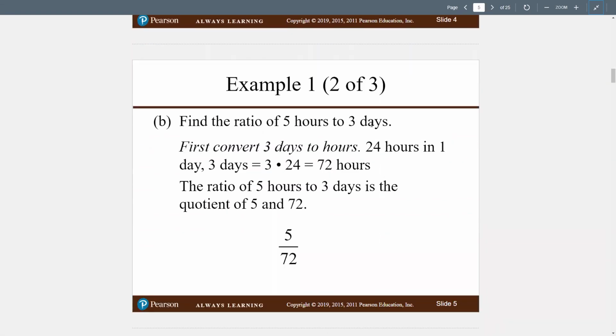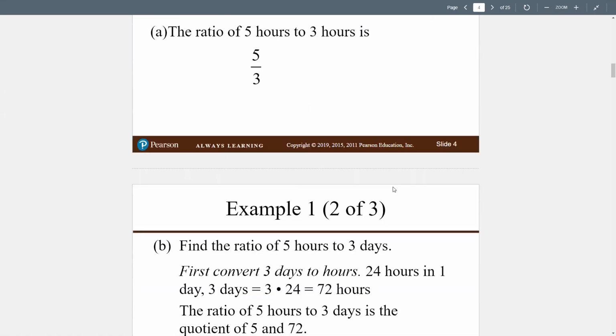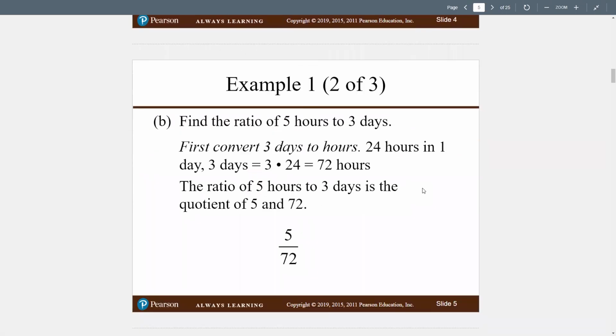Okay, find the ratio of 5 hours to 3 days. This one's a little bit different. If you look above, these were both hours, okay? The units must be the same. You cannot tell me 5 hours to 3 days because that is not something that I'm going to care about. What I would care about are hours to hours. So you have to take 3 days, multiply by 24 and get your 72 hours.